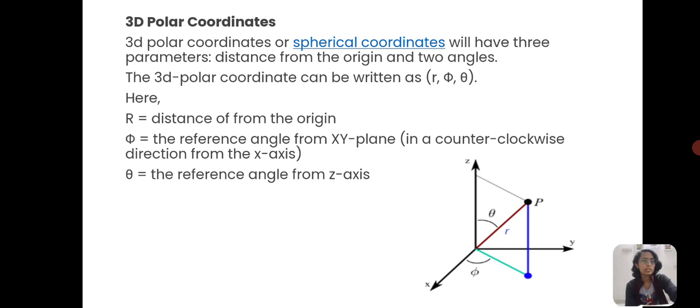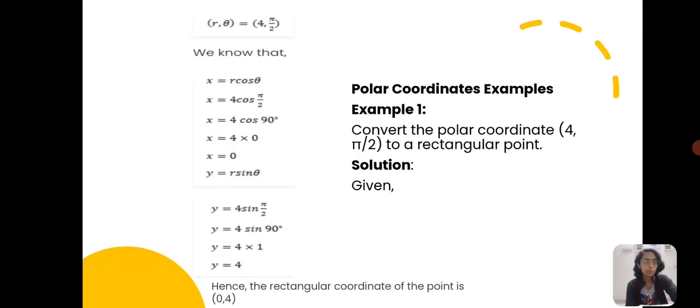3D polar coordinates. 3D polar coordinates or spherical coordinates will have 3 parameters, distance from the origin and 2 angles. The 3D polar coordinates can be written as r, phi, theta. Here r is equal to distance from the origin and phi is equal to the reference angle from the xy plane and theta is the reference angle from the z axis. And for example, the graph is given below.